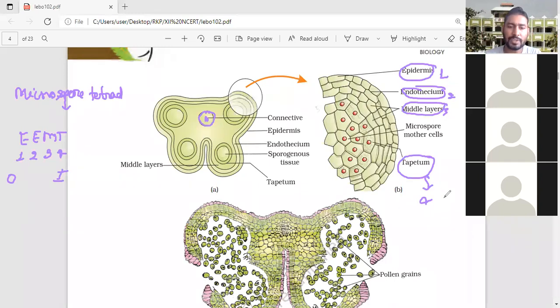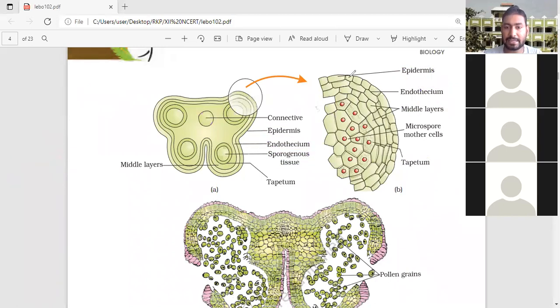Okay, now they have given that is connective tissue, epidermis and endothecium. Sporogenous tissue is derived from the primary, meaning archesporial cells. Archesporial cells form the parietal cells and primary parietal cells. Okay, so overall you can say sporogenous cells will form the PMC, pollen mother cells, or microspore mother cells, which is going to form the pollen grain. This is the sac-like structure where the pollen grains are found. This is called the pollen sac. Okay, is it clear?